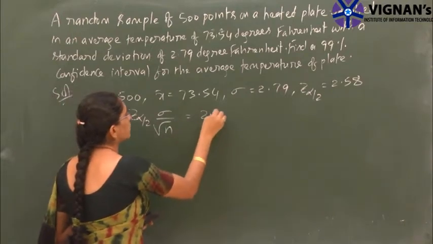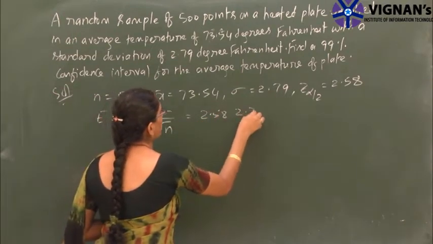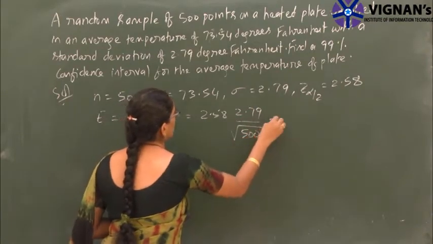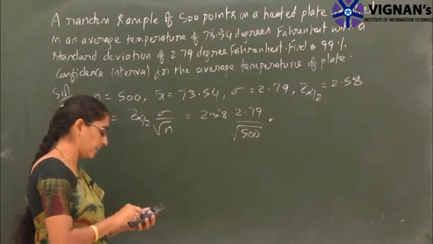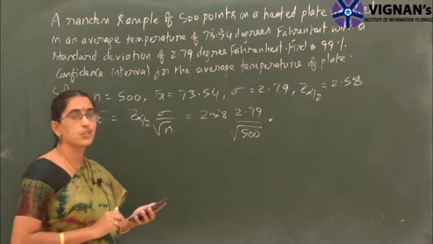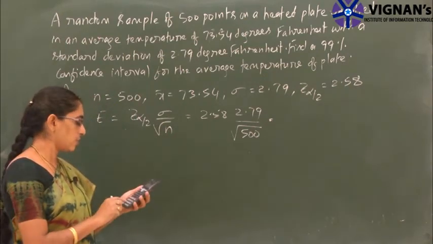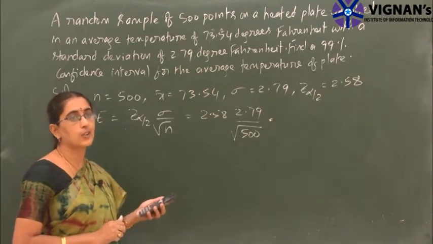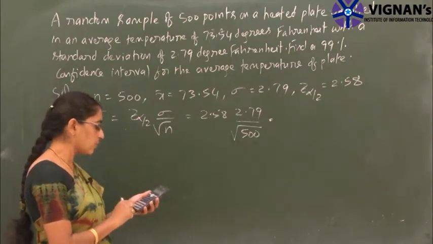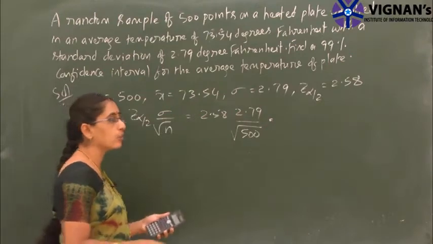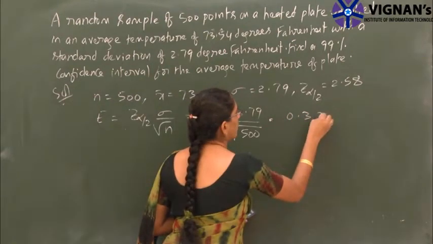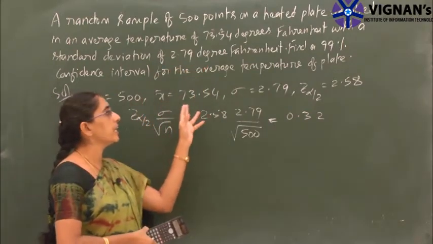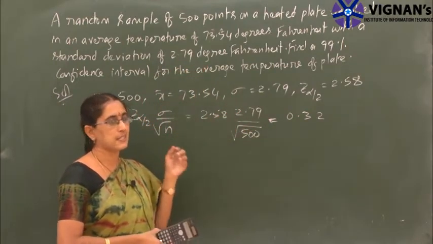So 2.58 into 2.79 by square root of 500 here. So the square root of 500 is 22.36. Then 2.79 divided by 22.36 is 0.12, into 2.58 is here 0.32. We can consider the error in decimals because here also the mean and standard deviation are given in decimals.